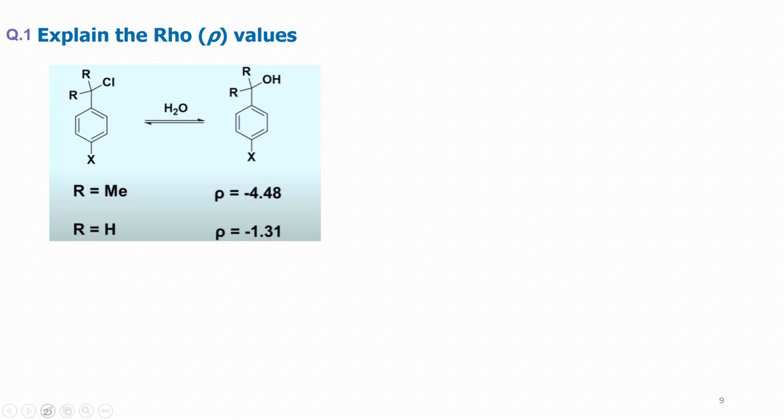Let's solve this one. What have they asked? They have asked to explain the rho value. Here you can see they have given the rho values, and from that we have to describe the mechanism of this reaction. So there are two possibilities: one is SN1, another is SN2. Now if we see, in case of an SN1 reaction, there will be generation of a carbocation.